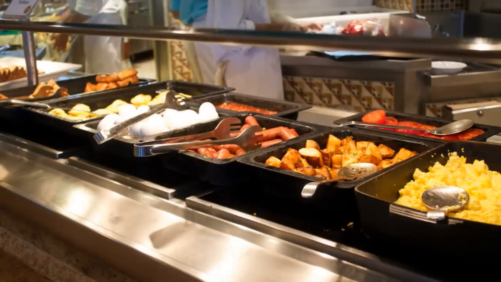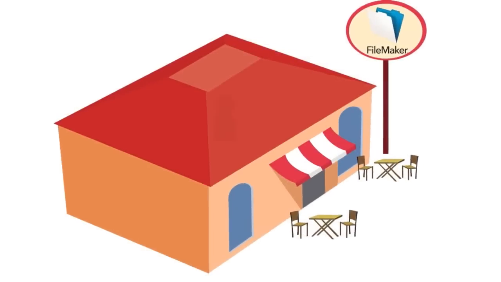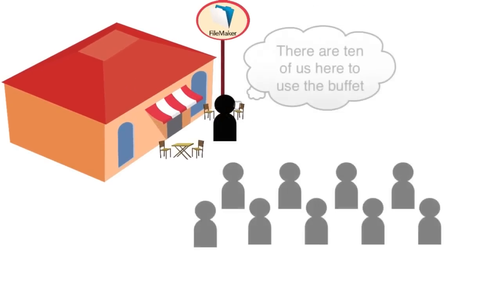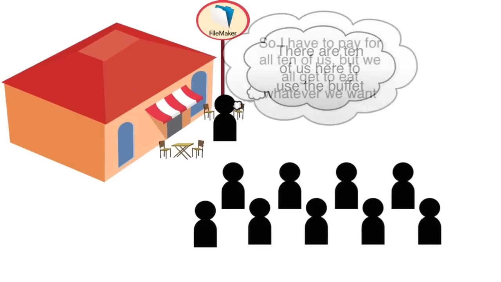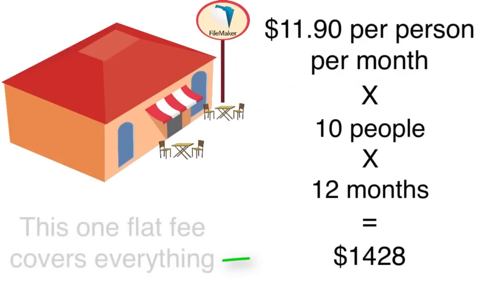But it's a lot easier to take everyone to a buffet, to a restaurant where you get what you want. And that's really what this new licensing program is. It's FileMaker Buffet. You simply take the number of people that are going to want to access your FileMaker system, you add it up, and that's what you pay for, the number of people times the total amount.